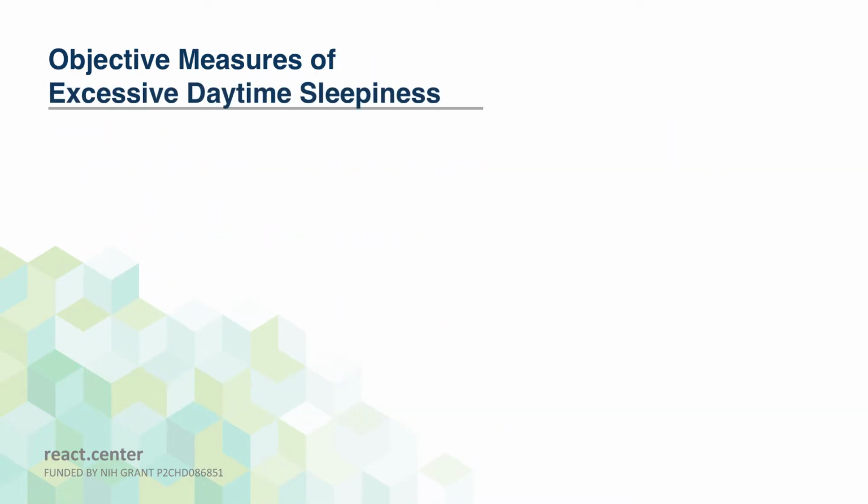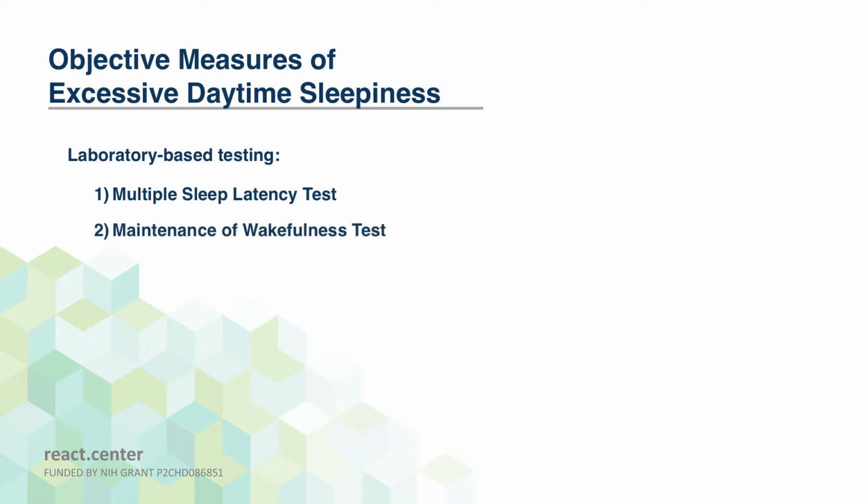There are also useful objective measures to evaluate daytime sleepiness. For example, in-laboratory testing can include the multiple sleep latency test, as well as the maintenance of wakefulness test. The MSLT, or multiple sleep latency test, can be used to evaluate how easily someone falls asleep. They are given 5 different nap opportunities throughout the day and encouraged to try to fall asleep. And this allows us to evaluate how pathologically sleepy they are.